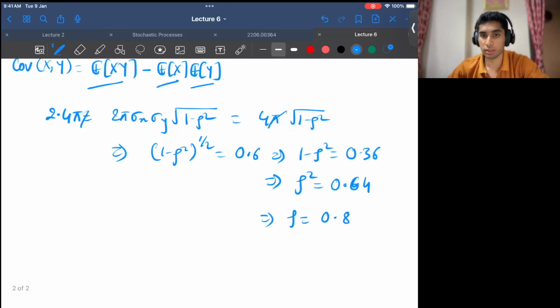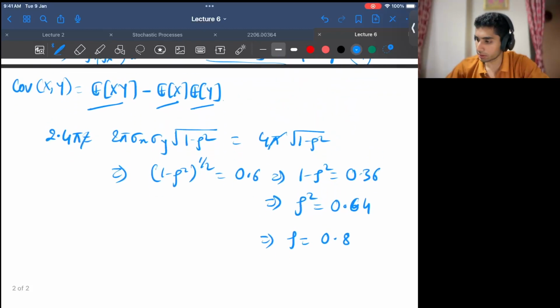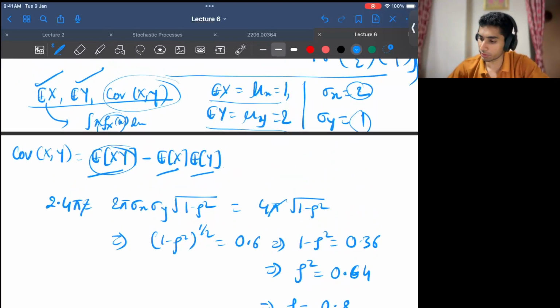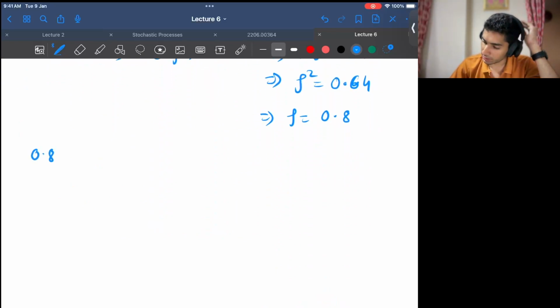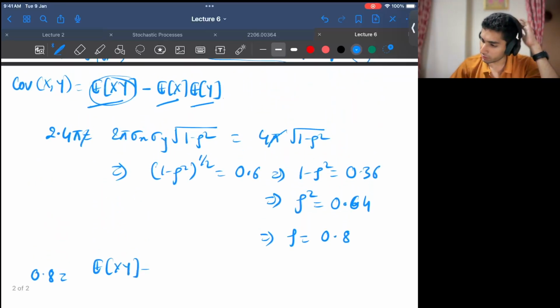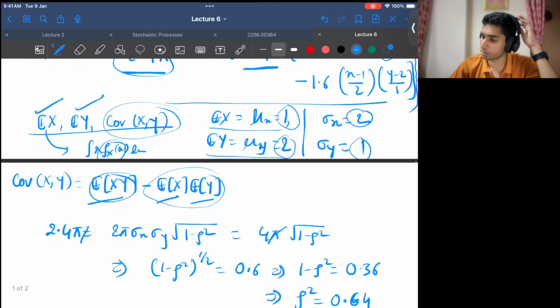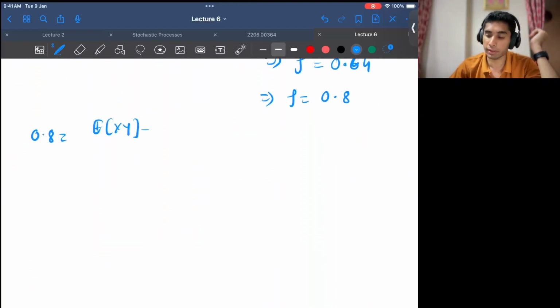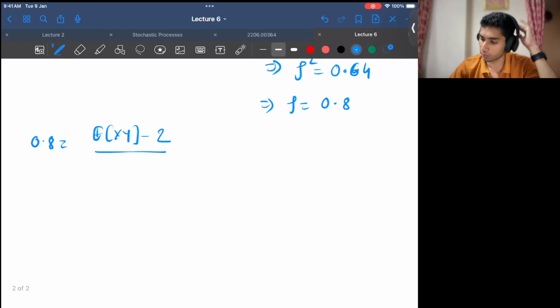0.8, right? 8 square is 64, right? So 0.8. Now we can make use of this rho to calculate expected value of xy, right? So 0.8 is equal to expected value of xy minus expected value of x times expected value of y. Expected value of x is 1, expected value of y is 2. So expected value of x times expected value of y is 2, just 2, divided by sigma x sigma y, which is again 2 times 1, which is again 2.